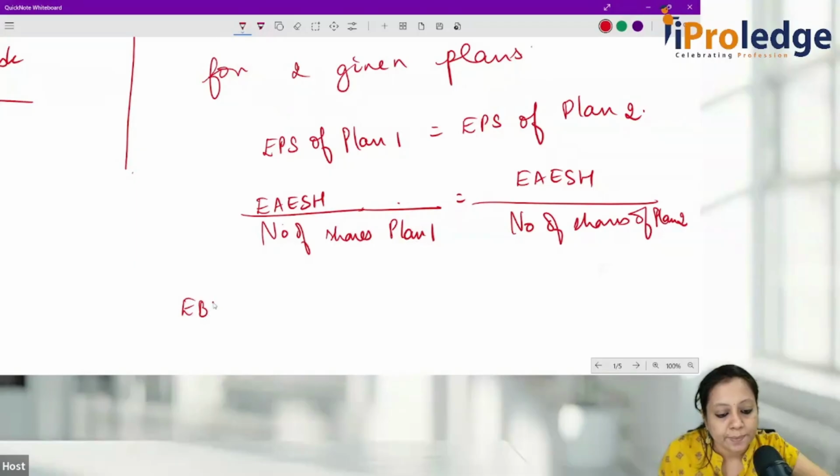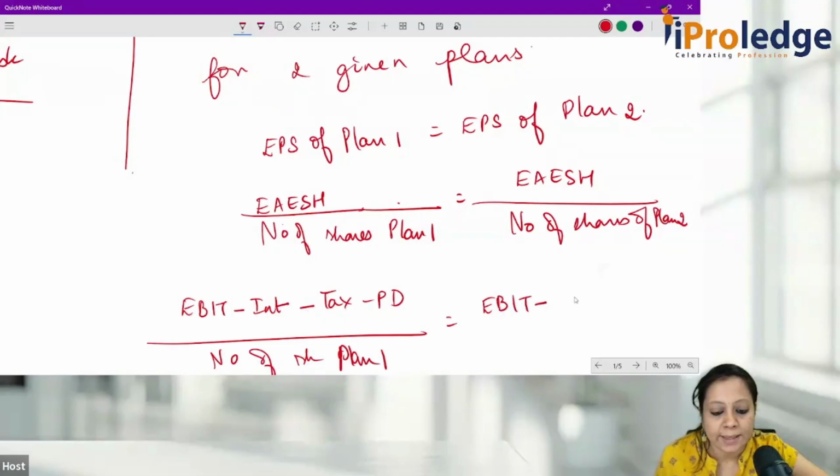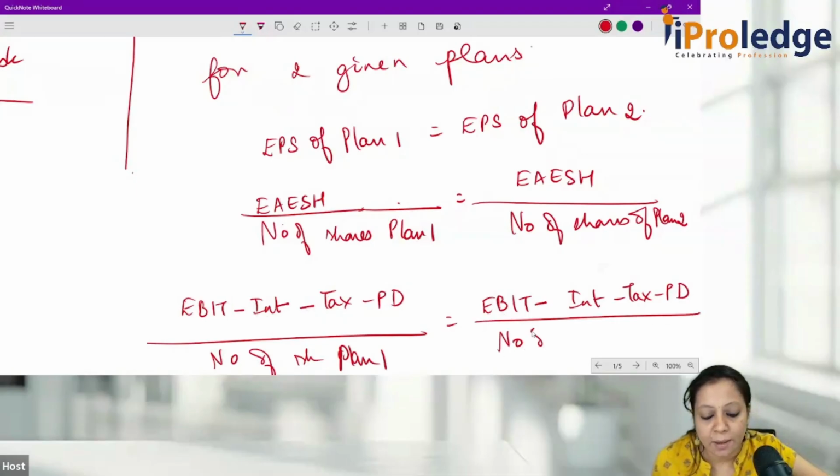EBIT minus interest minus tax minus preference dividend, divided by number of shares of plan 1, is equal to EBIT minus interest minus tax minus preference dividend, divided by number of shares of plan 2.